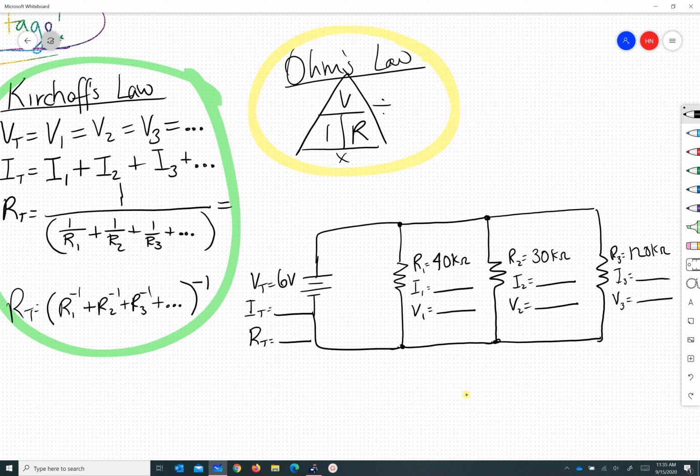Similarly to how we solved series circuits, we do the same thing. We look to see what blanks we have to fill out and follow Ohm's law. If we can use it, we do. If not, we look at Kirchhoff's laws. If we can use it, we do use it. And you're going to go back and forth until you fill in all the blanks.